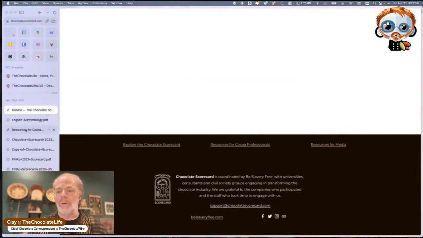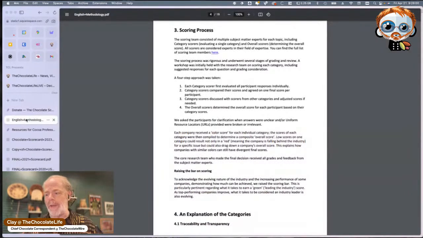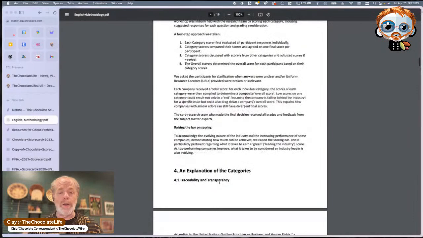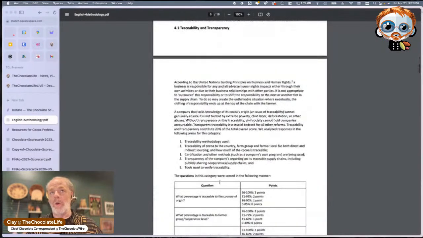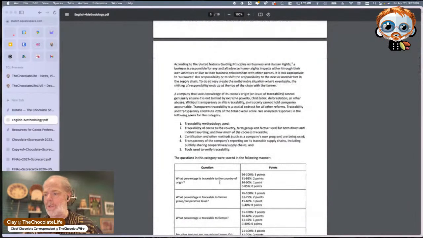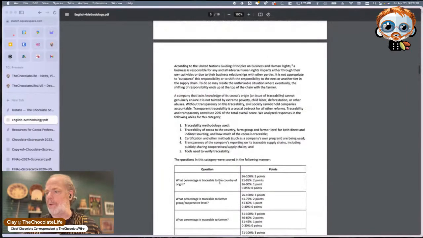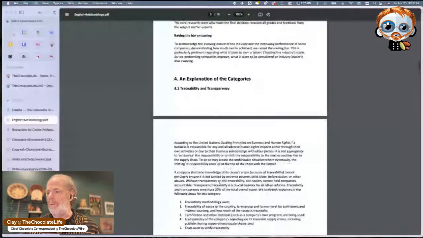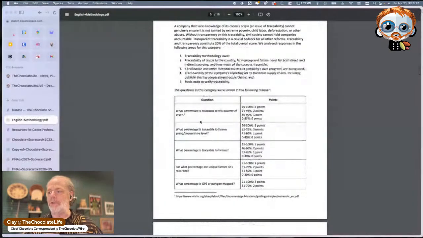So again, continuing through the methodology, they talk about what the categories are and what the sub-parts of the categories are. When we talk about, for example, traceability and transparency, it asks what percentage is traceable to the country of origin. If 96 to 100% of my cocoa is traceable to the country of origin, then I get a score of 3 points.